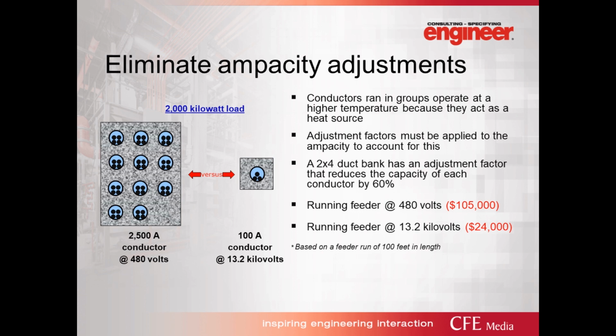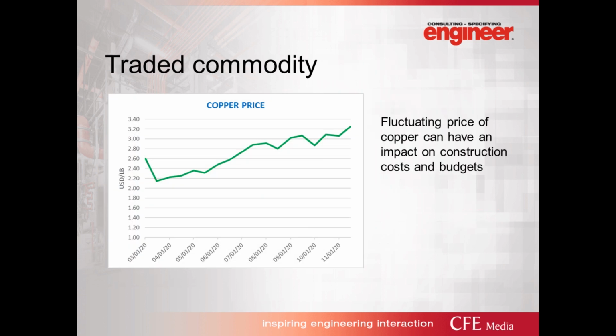Another advantage is basically eliminating that ampacity adjustment. As we talked about, each piece of cable conducts heat. Well, when you group those cables together, they can't dissipate the heat as well, so they actually operate at a much higher temperature. Because of that, you have to adjust the ampacity of that cable. For a 2x4 duct bank, the adjustment factor is about 60%. So instead of running 7 sets, I now have to run 11 sets to handle that same amount of current with that amount of heat. When you're at medium voltage, you're only running one conductor, so you don't have to make that adjustment because it's only one conductor giving off heat.